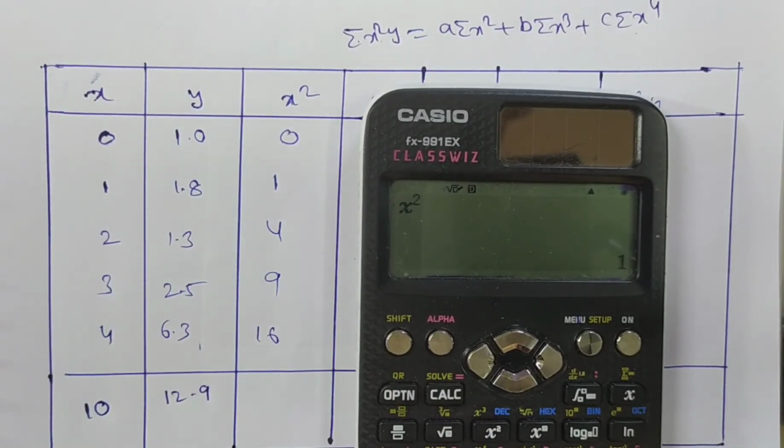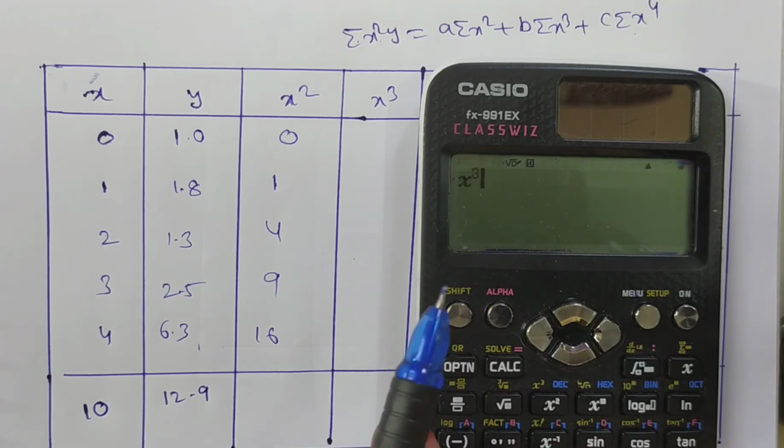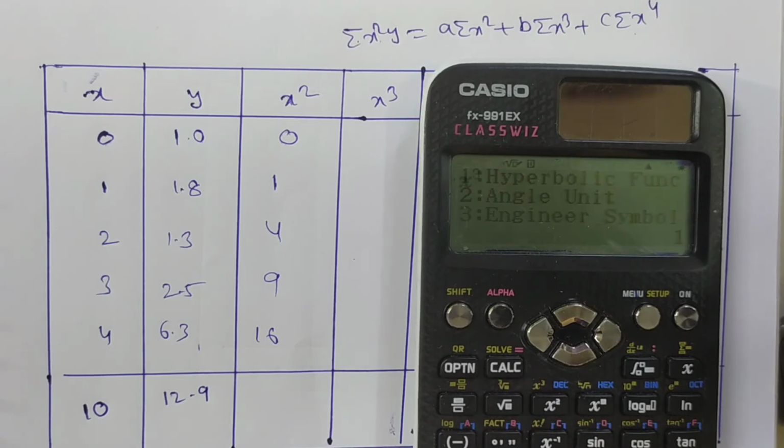Next you want x cube. So for x cube press AC. Now alpha x, next shift x square, then you give the x values, then you will get the corresponding x cube values. For that press solve, x is equal to 0 is 0. So for x is equal to 1, here you will have 1. Solve for x is equal to 2, then you will have the x cube value. Solve for x is equal to 3, you will have the x cube value. Like this we have to do.